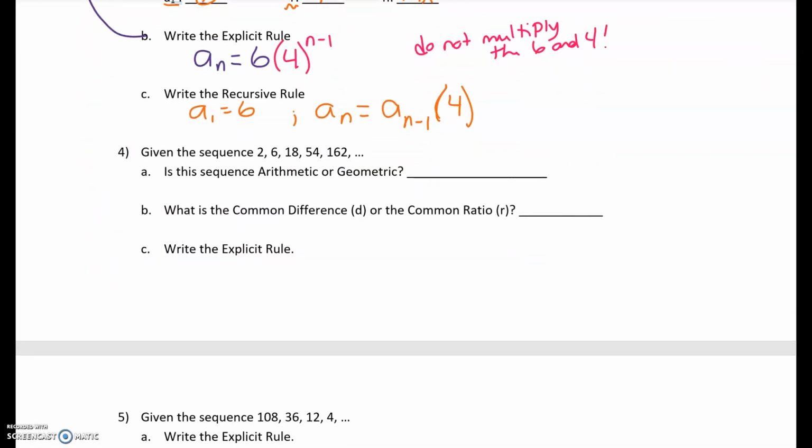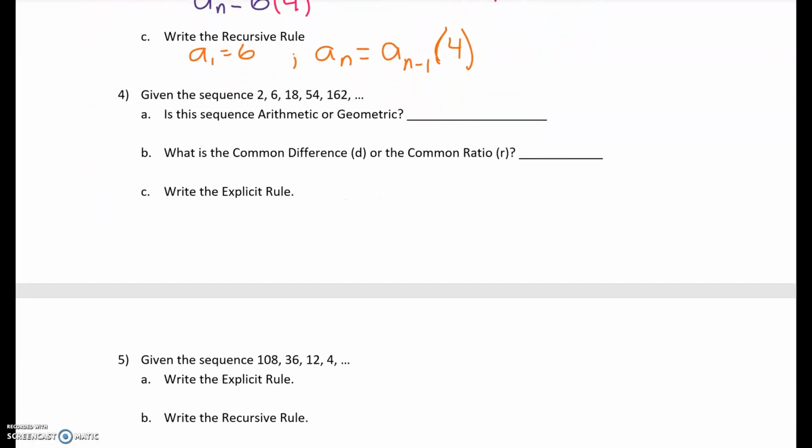All right, so let's look at number 4. We've got another sequence. It says 2, 6, 18, 54, 162, dot, dot, dot. First, I want to know, is it arithmetic or is it geometric? So ask yourself, the pattern that I'm seeing from one term to the next term, is it adding the same thing every time? Is it subtracting the same thing every time? Because if so, that would be arithmetic.